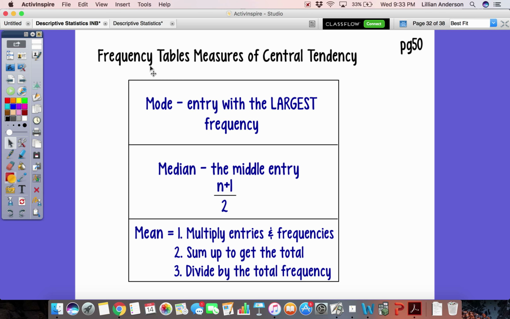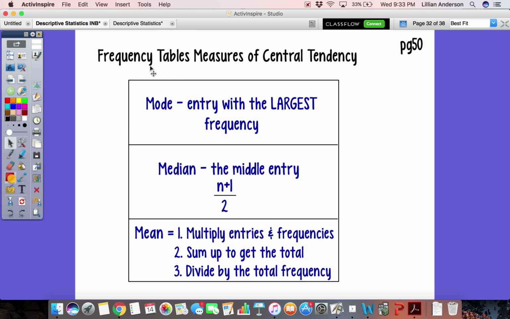The mode is still the one that shows up the most, but it is basically the entry with the largest frequency. So if you're talking about shoe sizes, then it's the shoe size, or if you're talking about the number of sweets, then it's the number of sweets in the packet that has the largest frequency. So still the one that shows up the most if we have written everything out.